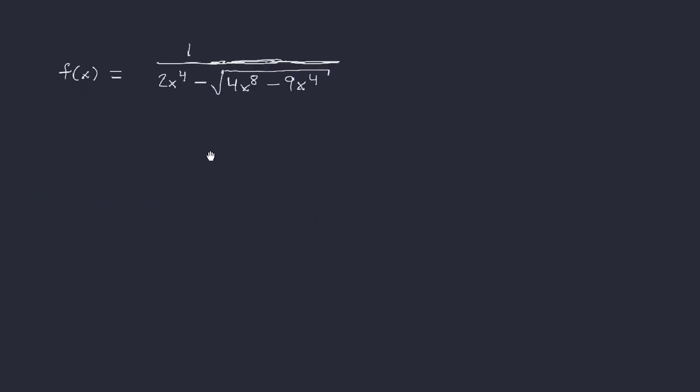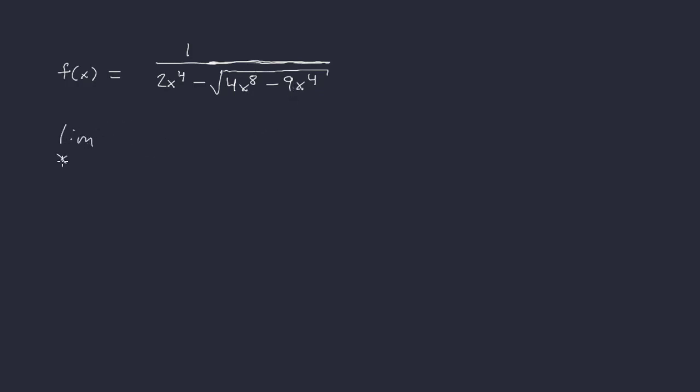All right, one last example of this type I want to show. And it's a bit of a complicated case, but I do want to show that it is a possibility. Okay, and that's something like this: 1 over 2x to the 4th minus the square root of 4x to the 8th minus 9x to the 4th.